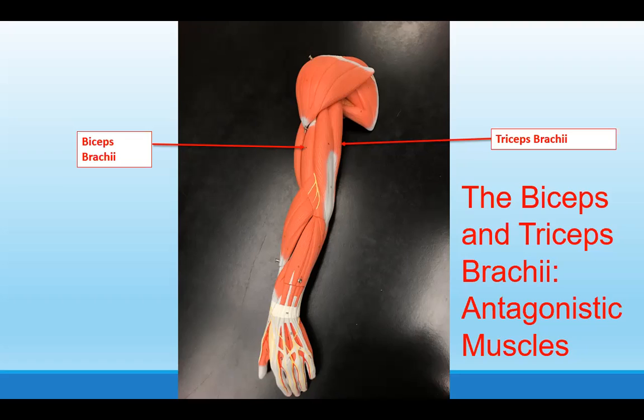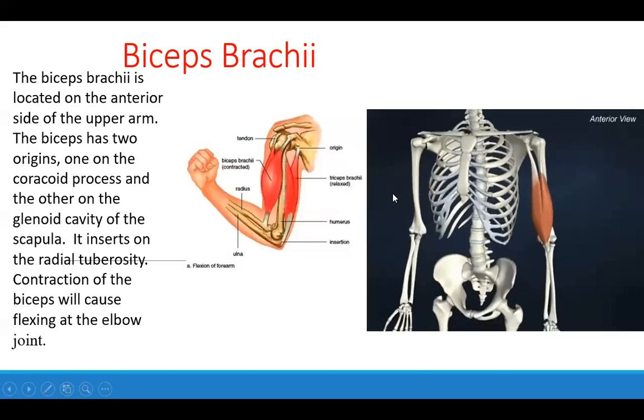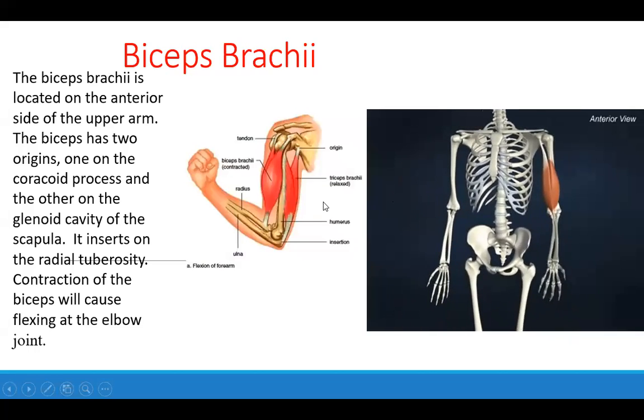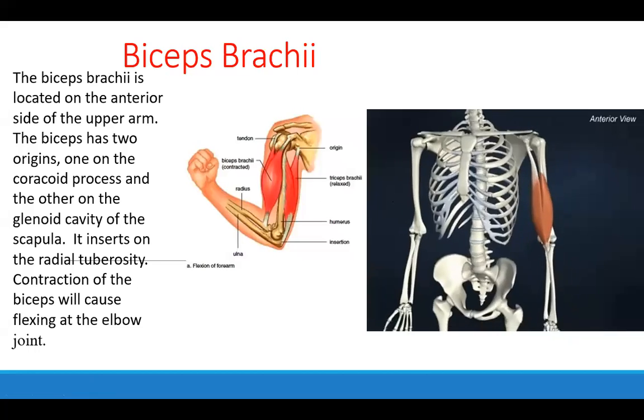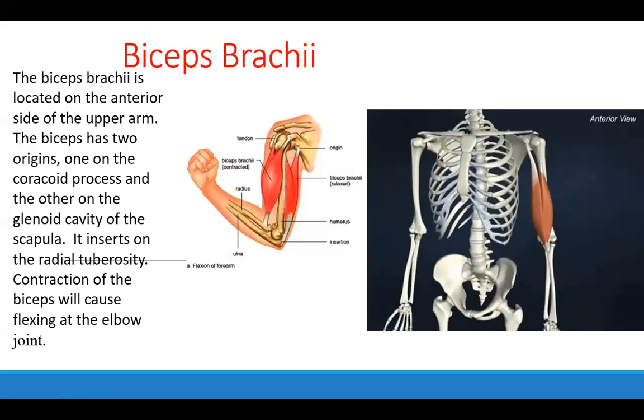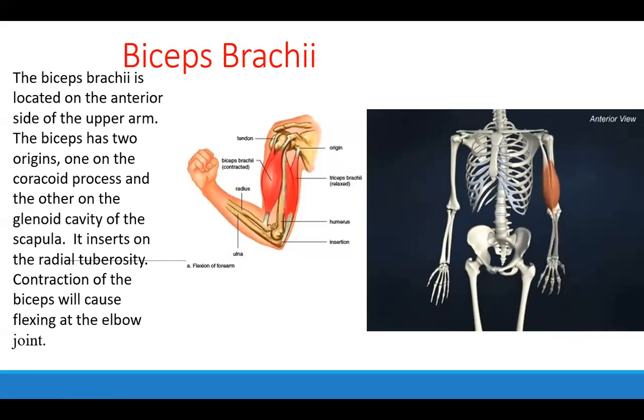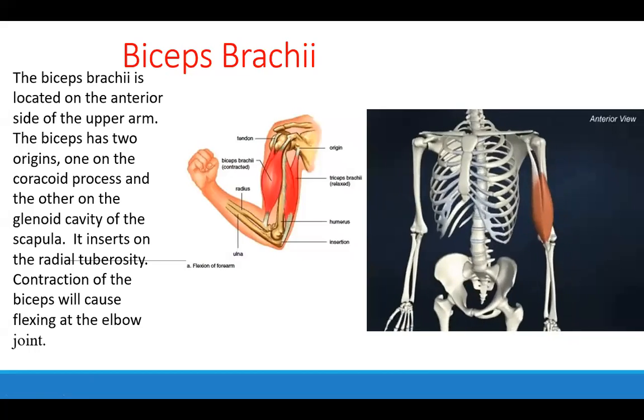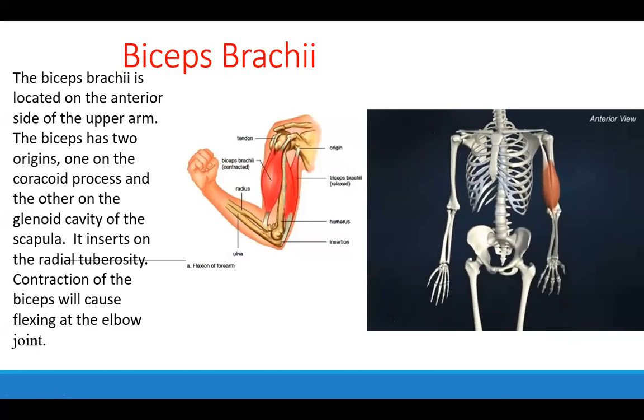By the way, the biceps has two heads. That's what biceps means. Bi means two. The biceps has two heads. The triceps has three heads. Okay, a little factoid there. Now, biceps brachii and triceps brachii, they are antagonistic muscles. And the biceps brachii originates on the scapula. So you got to remember, the biceps originates on the scapula. It inserts on the radial tuberosity, and it causes us to flex our arm at the elbow.